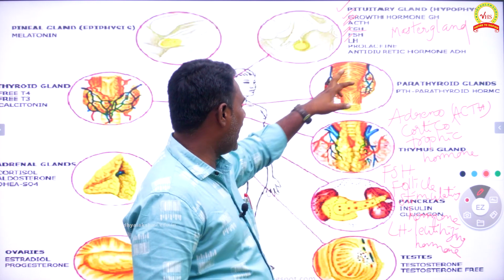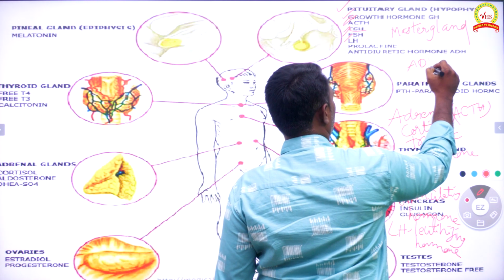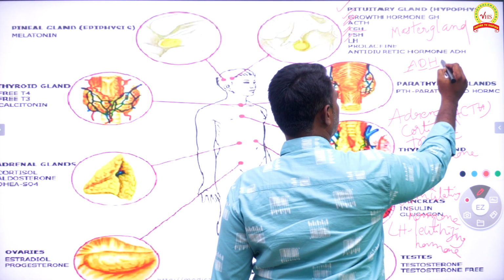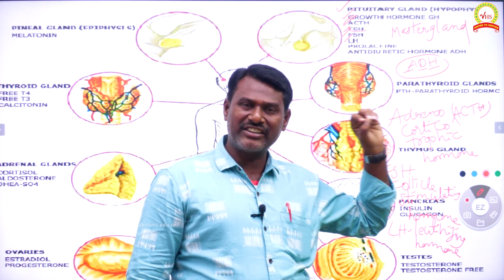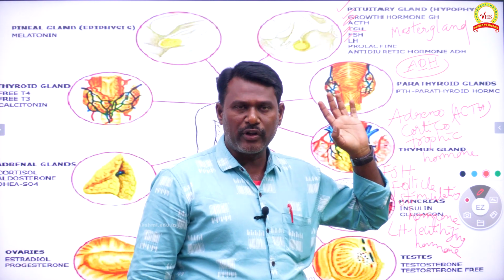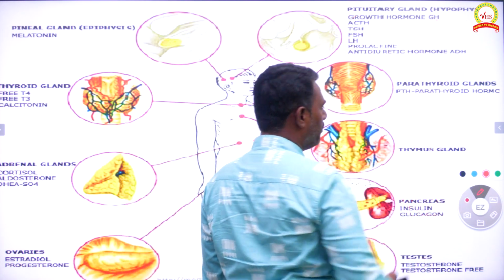Okay, prolactin and antidiuretic hormone, which we can call ADH. A means anti, D means diuretic, H means hormone, antidiuretic hormone. So all these are the hormones which are produced from the pituitary gland. That's why we can call the pituitary gland the master gland of the body. So these are the hormones secreted from the pituitary gland.